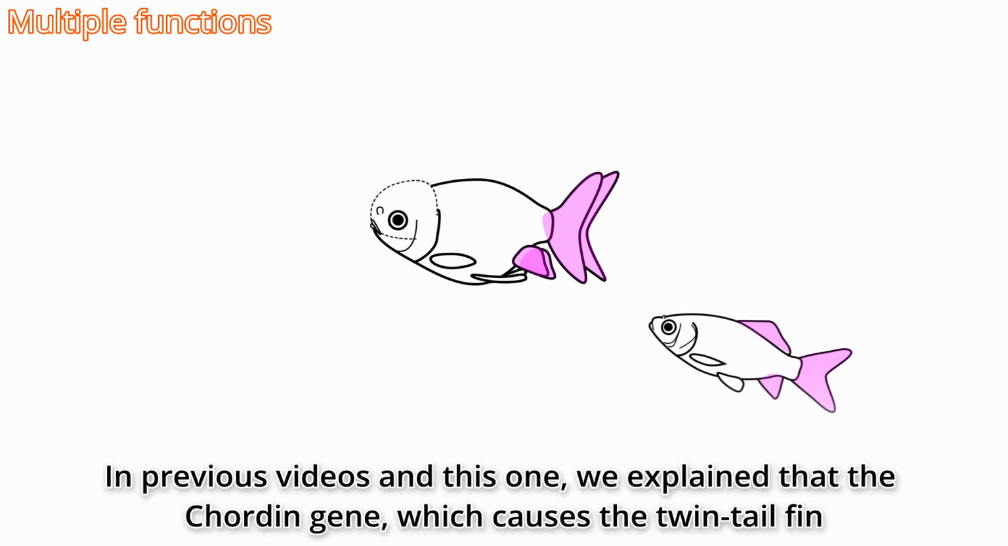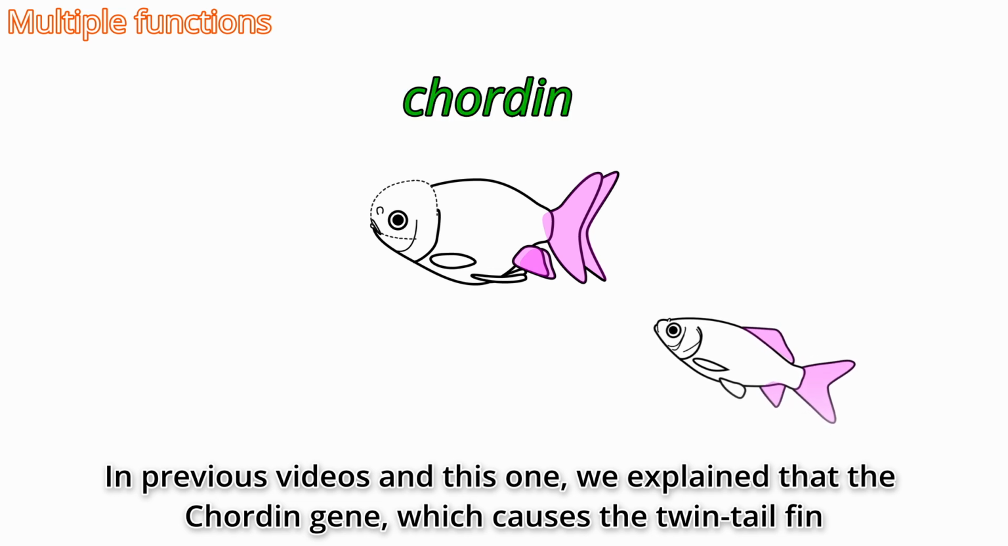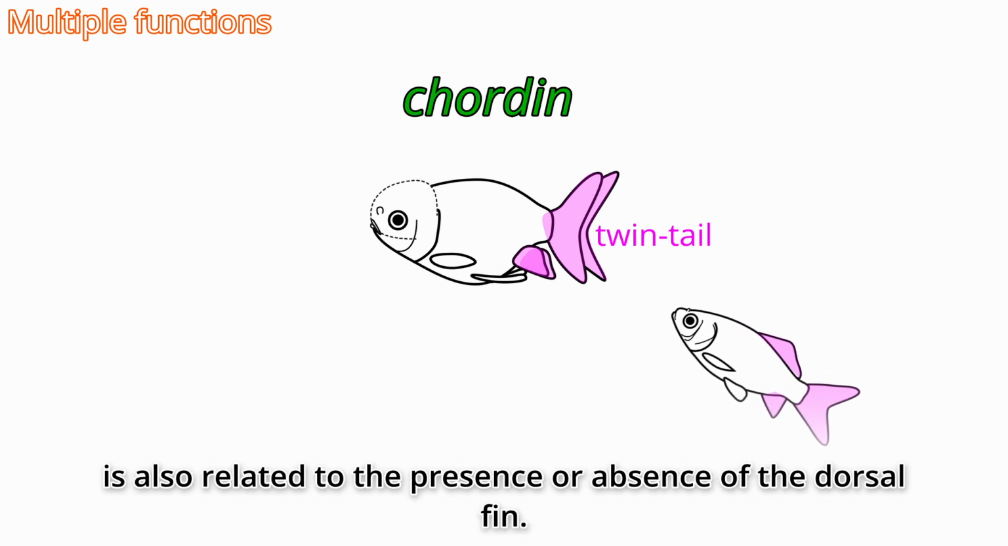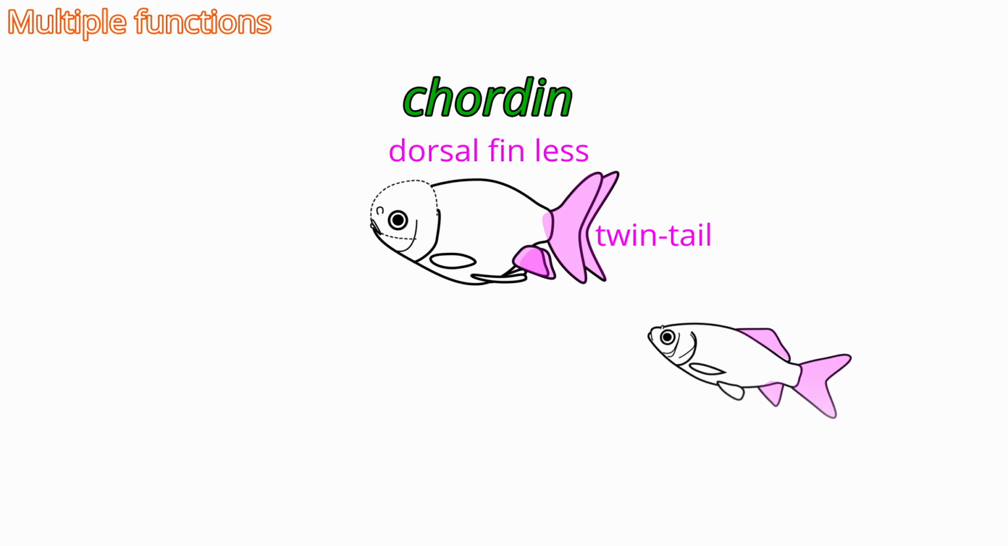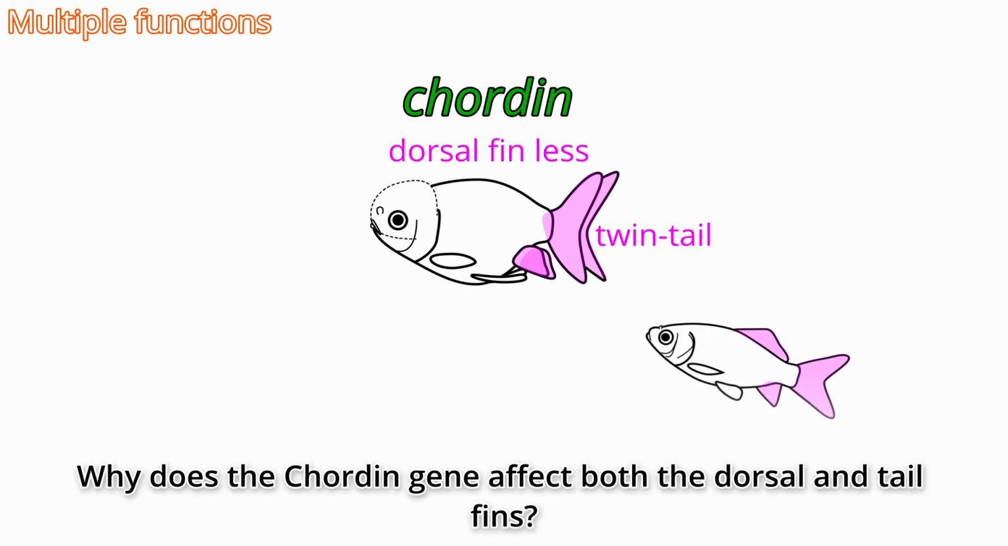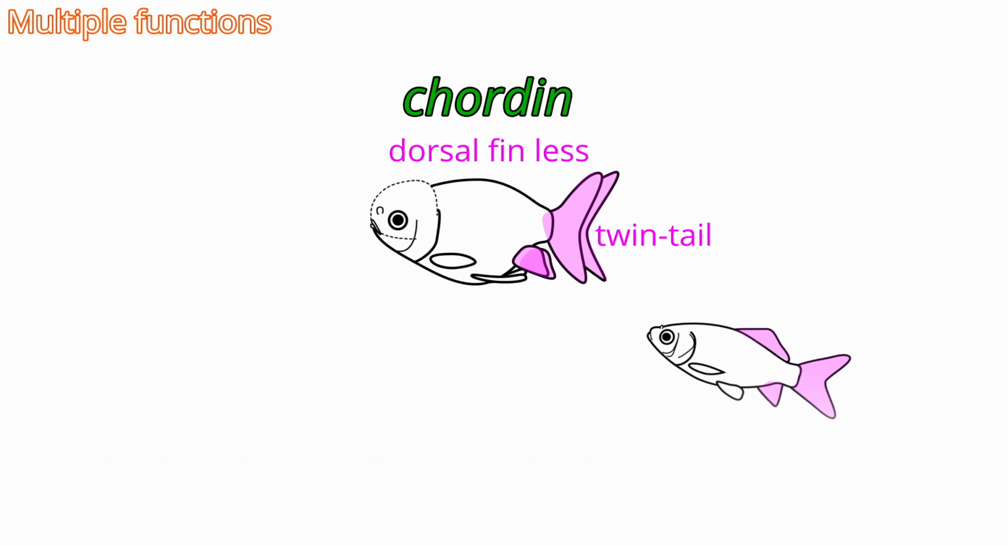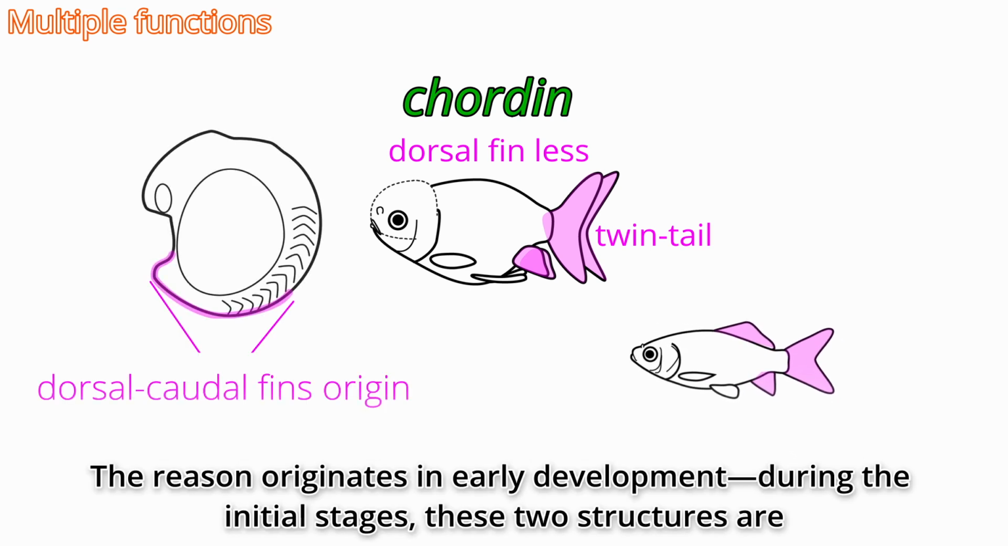In previous videos and this one, we explained that the coding gene which causes the twin tail fin is also related to the presence or absence of the dorsal fin. Why does the coding gene affect both the dorsal and the tail fins? The reason originates in early development.